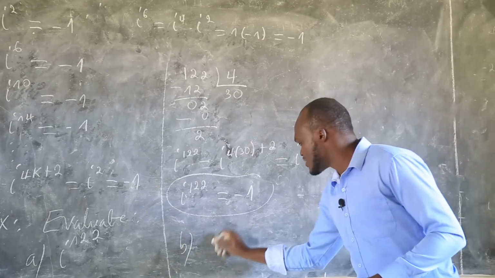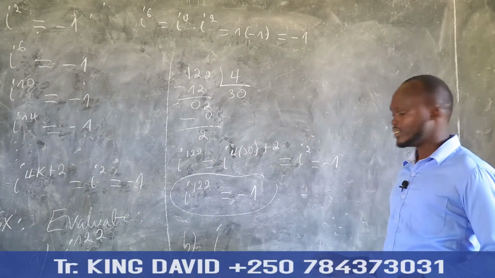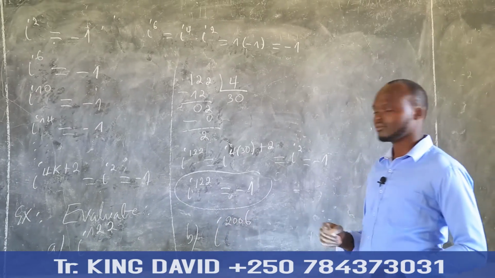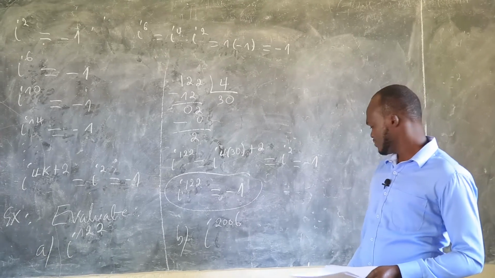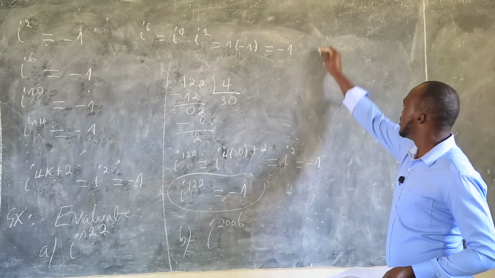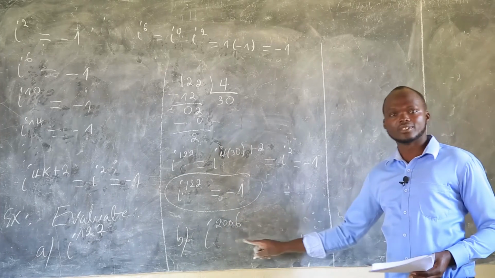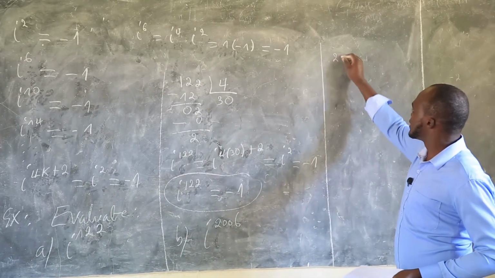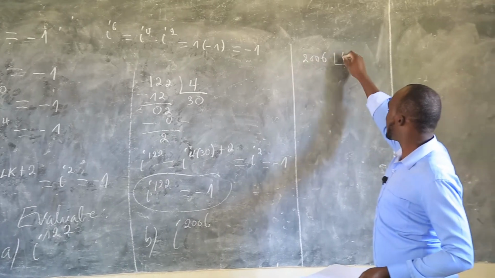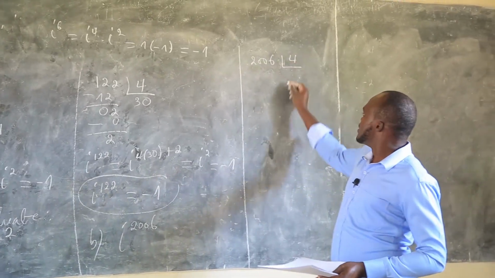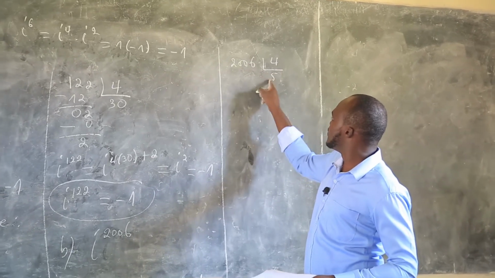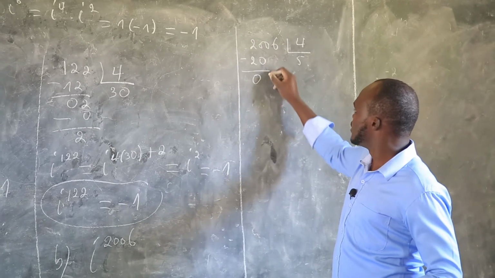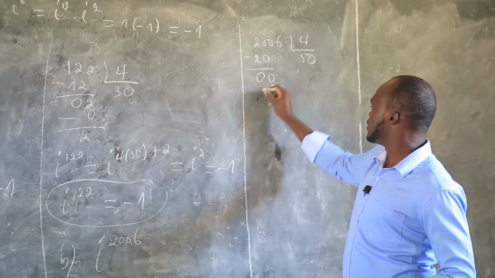So what is i power 2006? How can you evaluate this one? It is just very easy. What you do, you just take 2006, you divide by 4. The remainder will give you the answer. I just take 2006, I divide by 4. I have to put here 5. 5 times 4, that's 20. Minus, that is 0. I put here 0, 0.